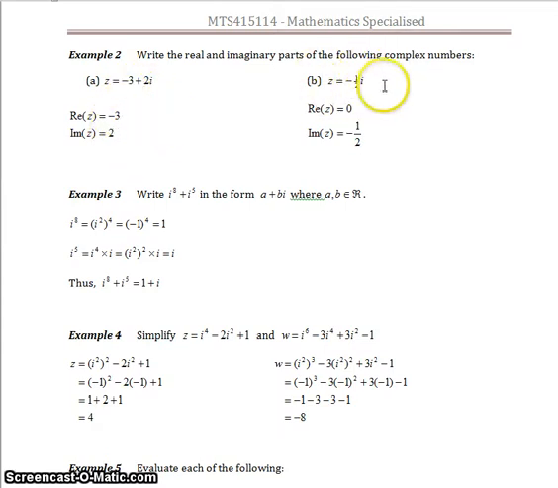In this one here, Z equals -1/2 i. We can see that there's no other constant there, there's no other number apart from the one that's with the i, so our real part is 0, and our imaginary part is -1/2.